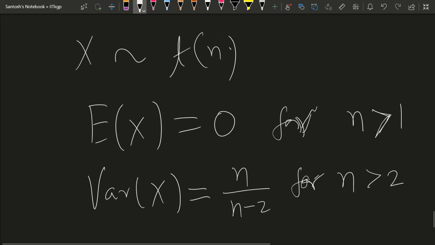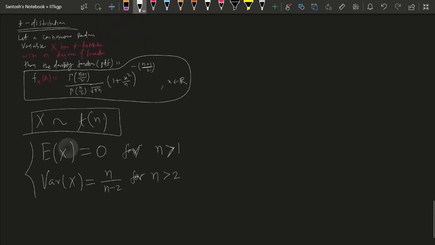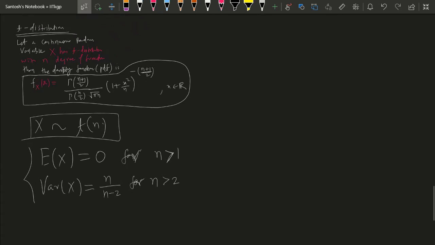Okay, so this is the mean and variance. We write x has distribution t with n degrees of freedom, then the mean and variance are this. So this is about the t distribution. Now we'll discuss the properties.